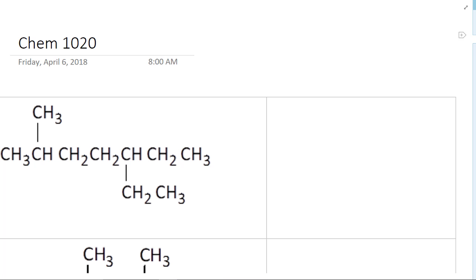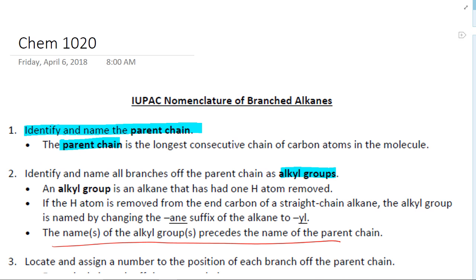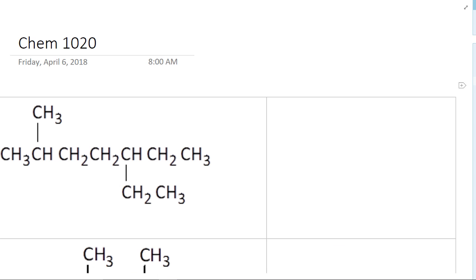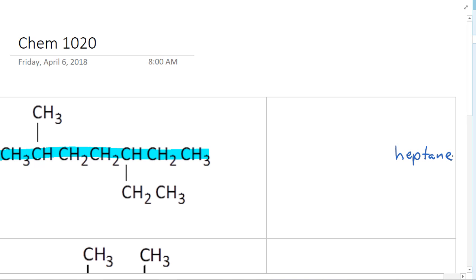And if we follow through our sequence of steps, the first thing we're going to do is identify and name the parent chain. And recall that the parent chain is the longest consecutive chain of carbon atoms in the molecule. So as we look at this, how many carbon atoms are in this parent chain? There are 7. So we count through 1, 2, 3, 4, 5, 6, 7 right here. Not only do we identify it, but we name it. What is a 7-carbon alkane called? Heptane. Exactly. So we write that name down.